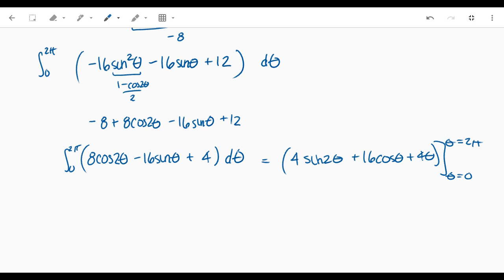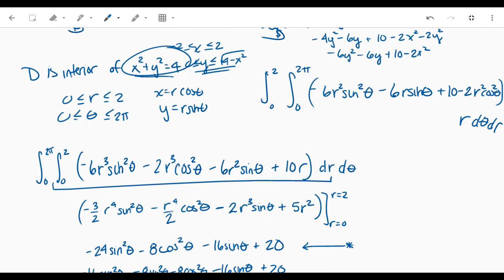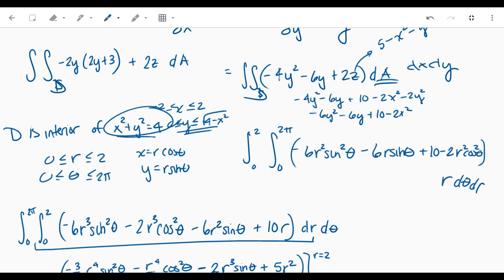Okay, so I'm going to have 0 plus 16 cosine 2 pi, so plus 16, plus 8 pi, minus 0 plus 16. Be careful because a lot of kids see that theta equals 0 and think that they don't have to do anything. Cosine 0 is 1. Okay, and then I end up with 8 pi, which is exactly what I would have wanted to make sure I ended up with before, right? Okay, there you go.